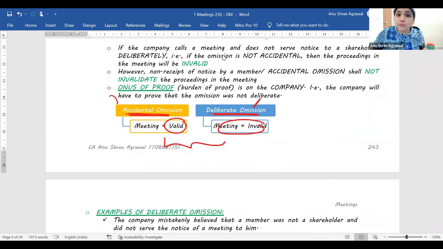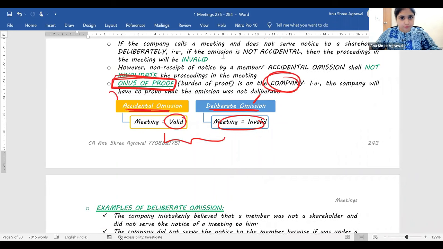But who will have to prove? On whom will we put the burden of proof? On whom will we put the onus of proof? Who will have to prove it was accidental? Please let the meeting be valid. The burden of proof, the onus of proof is on the company. The company will have to prove.